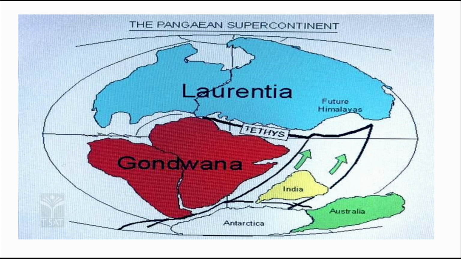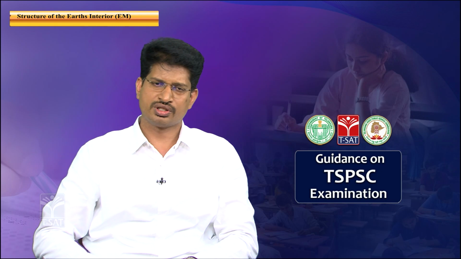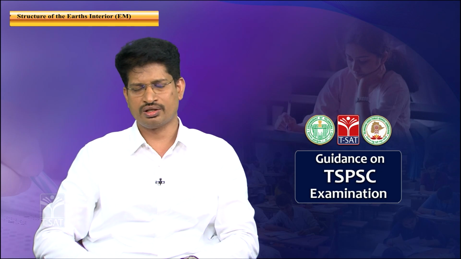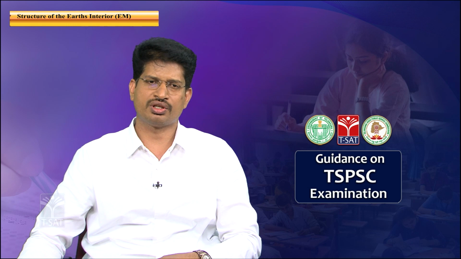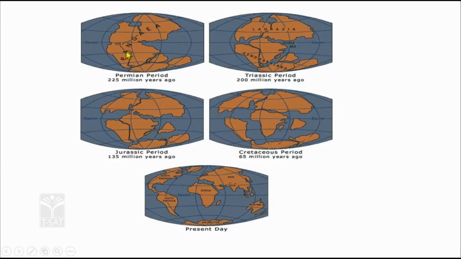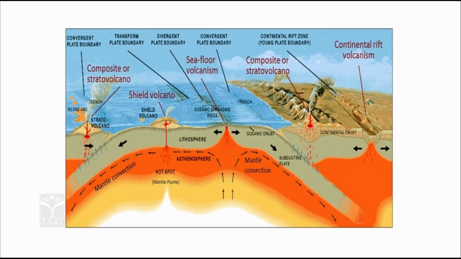With this kind of drift of the continents, because of the semi-solid layer beneath the lithospheric plate, the existing configuration of the continents has come about. When you compare across millions of years, this is the configuration of the continents around 225 million years ago. Gradually, because of this drift, the continents have drifted across different latitudes, and this is the present day configuration of the continents, because of the dynamic nature of the Earth's interior.